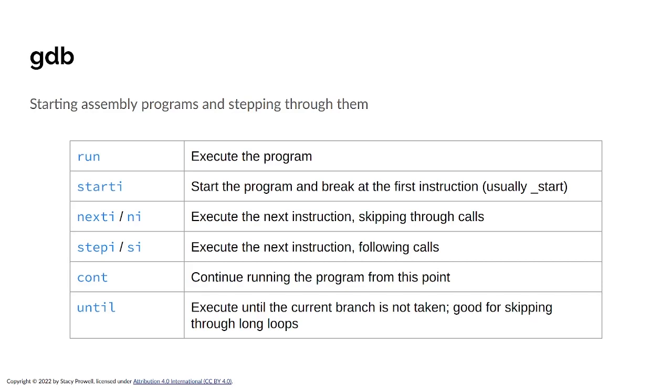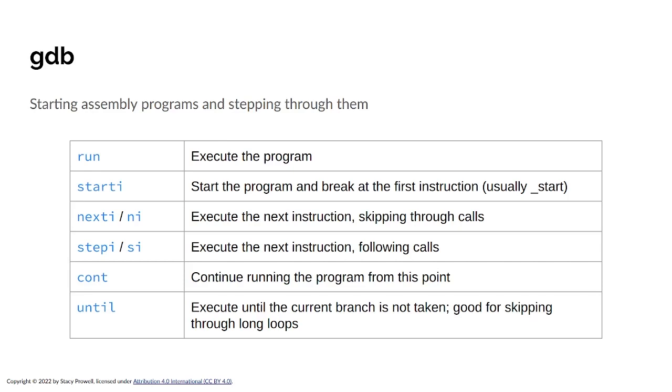Now, instead of going line by line through my program, I want to go instruction by instruction through my program. For that, I would use step I, step instruction, which I can abbreviate SI. Or I can use next I, which I can abbreviate NI. The difference is whether or not I step through function calls. So next I will step over function calls. Right? It'll execute the function call, but not go through it step by step. Step I will then step into the function call.